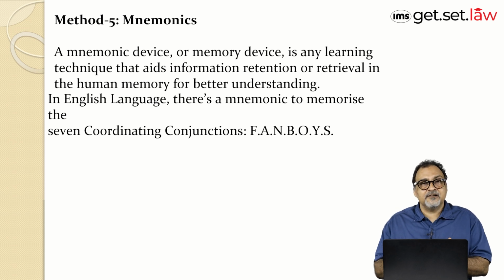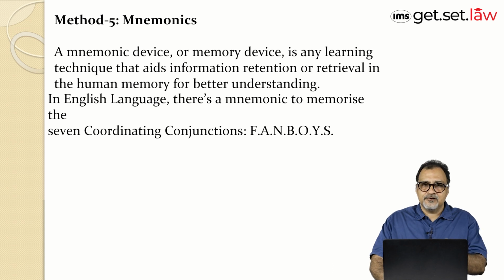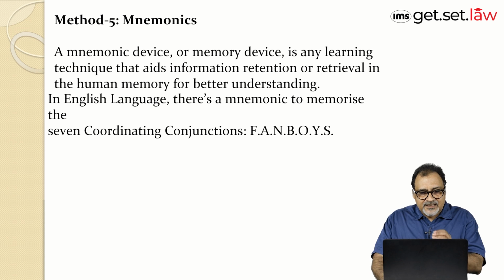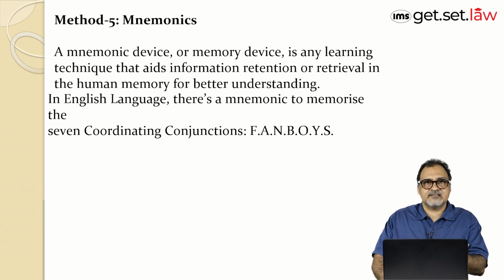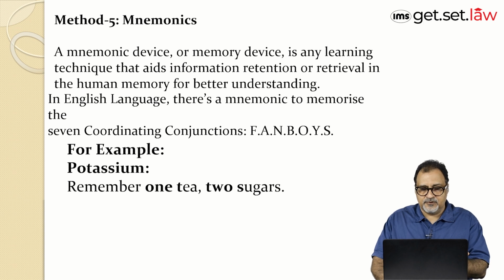Now a mnemonic to remember coordinating conjunctions is fanboys. For, and, nor, but, or, yet, so. These are the 7 coordinating conjunctions, and a good mnemonic to memorize them is fanboys. So anything that helps us, when I said, associate a picture, associate a place, associate a person with a word, that is a variation of mnemonics.